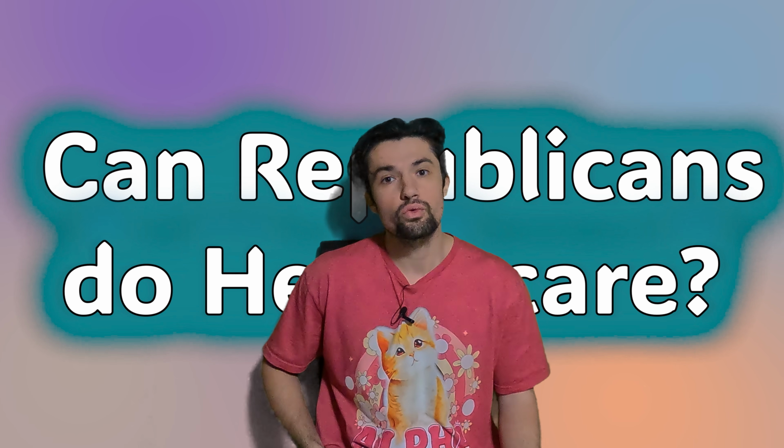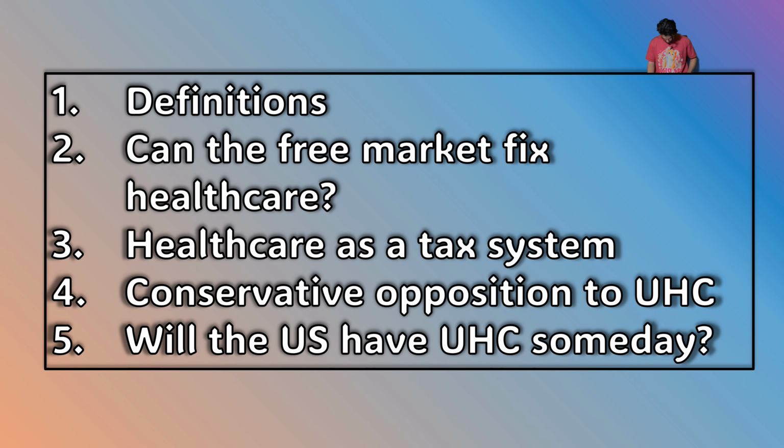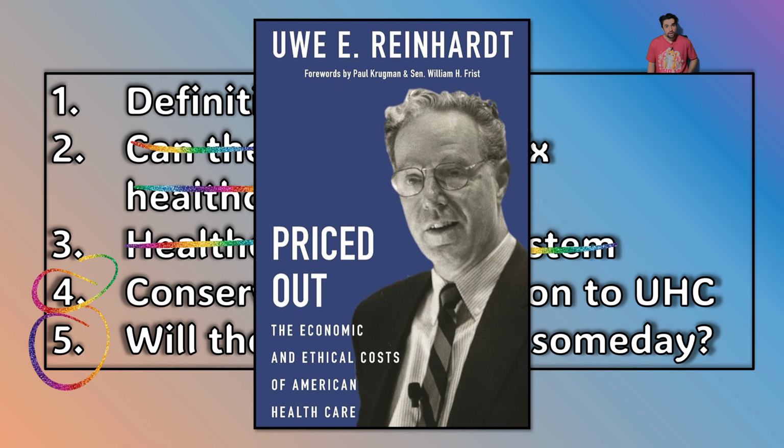Can Republicans do health care? Last time we talked about the free market, whether it can fix our current healthcare situation in America. And we talked about looking at healthcare as a tax system. What we'll get to today is conservative opposition to universal healthcare, and also some comments on whether the US can actually achieve a more egalitarian concept of healthcare. Of course, I'll still be using the book Priced Out by Uwe Reinhardt, the same book that I've been using for the past couple of videos.